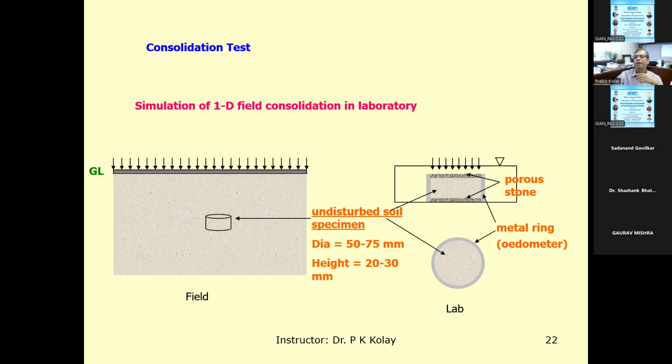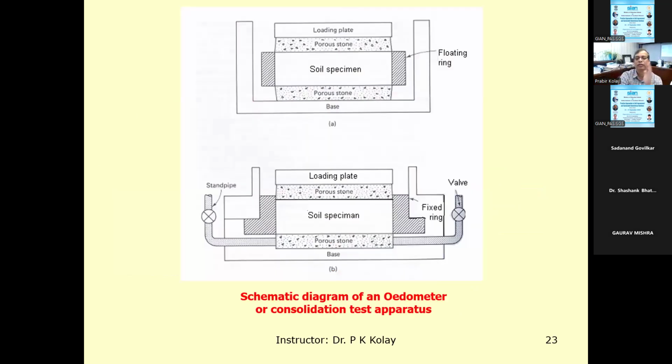Then from there, ultimately you will get a graph like an e-log p graph. And from the e-log p graph, you can find out the slope of this line. There are two types of consolidation apparatus: one is the fixed ring, another is the floating ring. Most of the time in consolidation, we use the fixed ring method. Sometimes you can use the floating ring also.